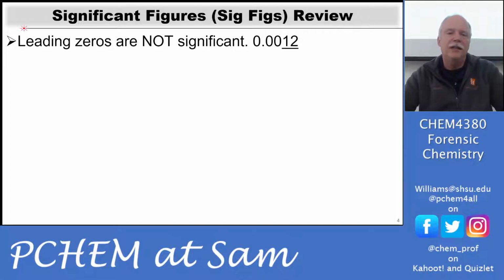So leading zeros are not significant. So in this case, we're looking at this number and we see that we only have 2 non-zero digits, and then all of these zeros in front are insignificant. They're not providing any information except where the decimal place is. So the only purpose of the leading zeros is to tell us where the decimal place is.